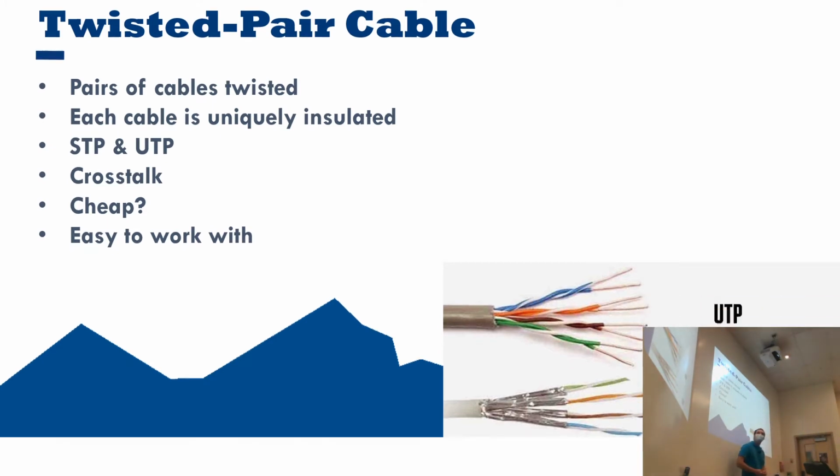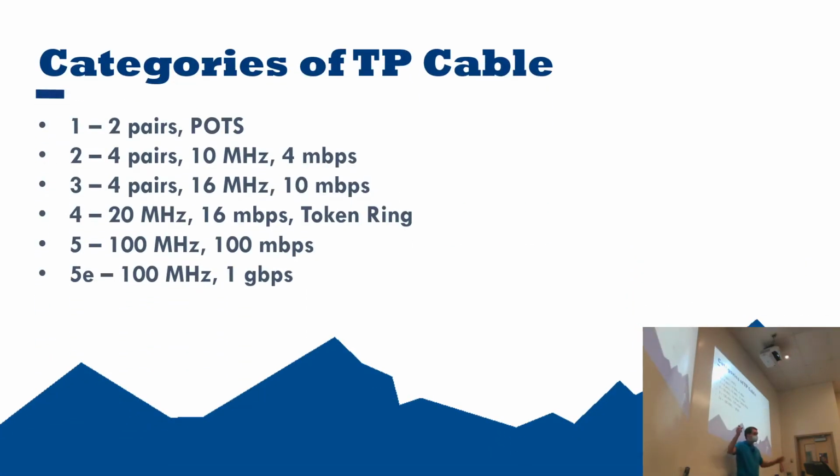That's my bad. So anyway, go through these categories of the TP cable, the twisted pair cable, briefly. Category 1 is going to be for plain old telephone service. Didn't bring any examples of it. You've probably seen a telephone cable. Only has 2 pairs. Uses an RJ11 connector.